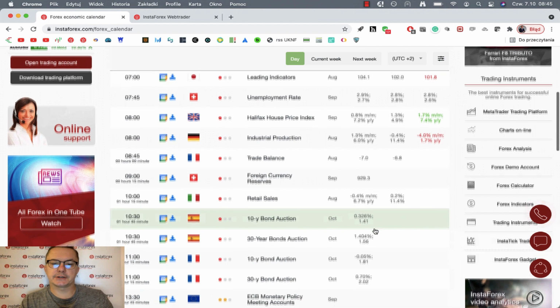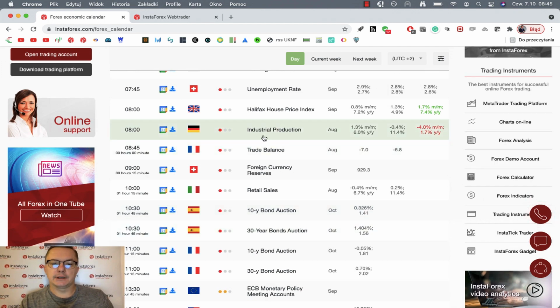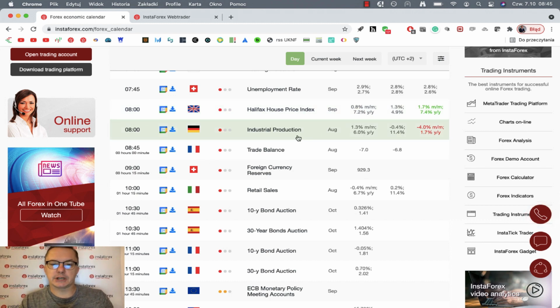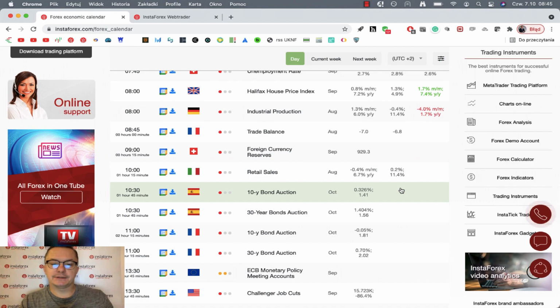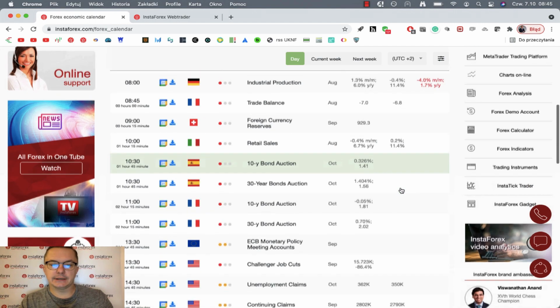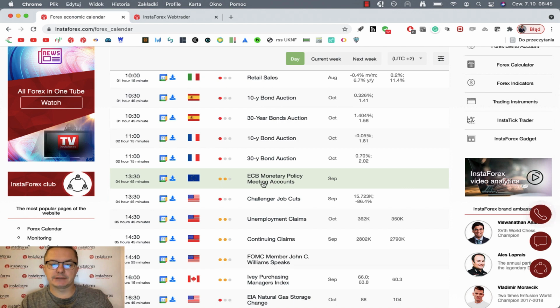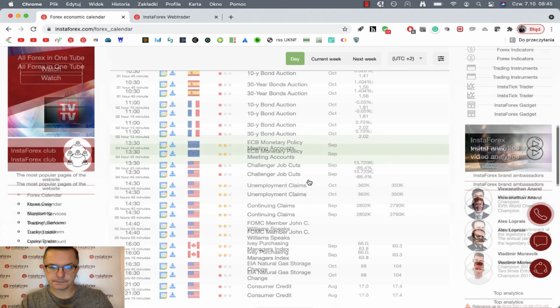During the London session, we had already a Halifax house price index increased from 0.8 to 1.7, and industrial production from Germany dropped from 1.3% last month to minus 4%. We got a trade balance, retail sales from France and Italy, but the key event here is the ECB monetary policy meeting accounts scheduled for release at 1:30.